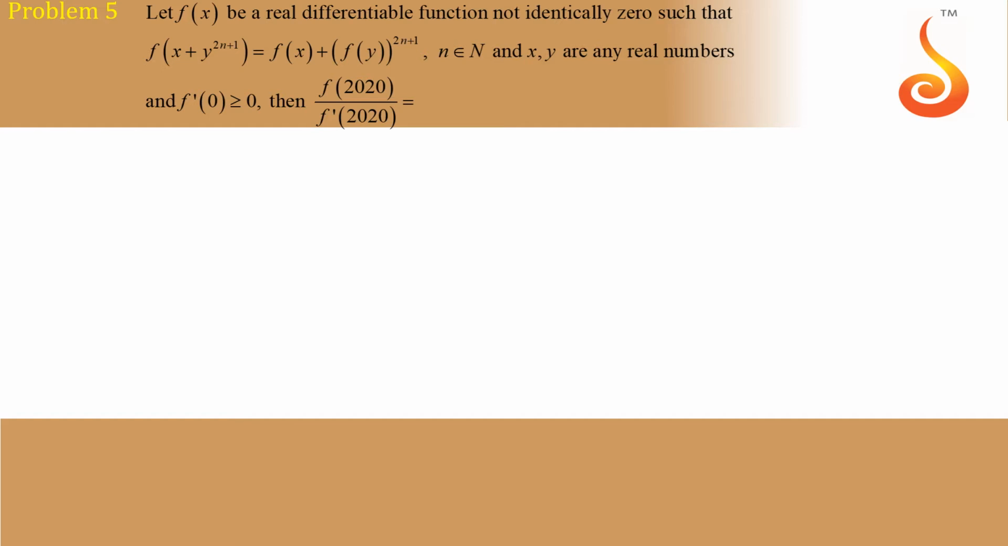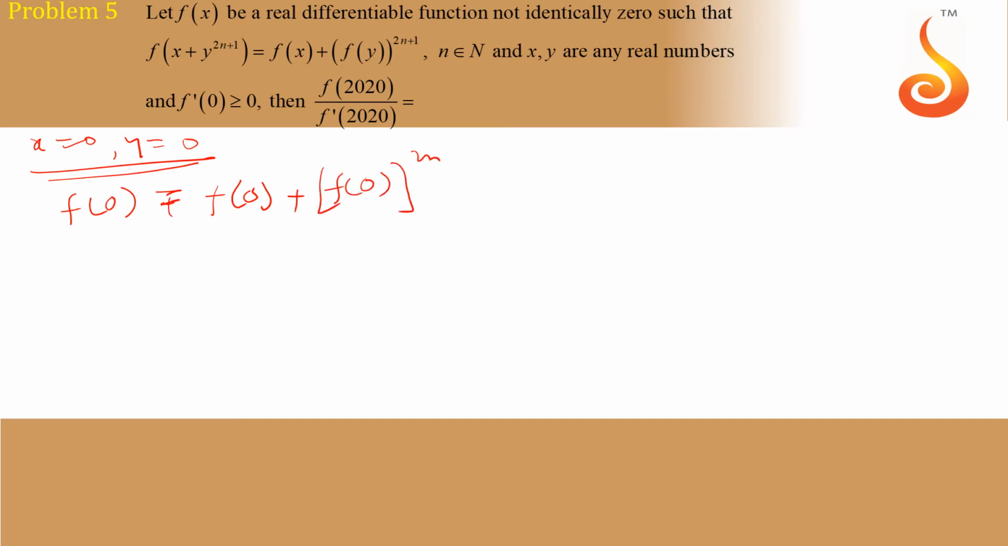Now, this is just a functional equation type. Suppose first I substitute x equals 0, y equals 0. So I'll get f of 0 equal to f of 0 plus f of 0 whole to the power of 2n plus 1. So f of 0 gets cancelled, and f of 0 to the power 2n plus 1 is equal to 0, so I can say f of 0 is 0.